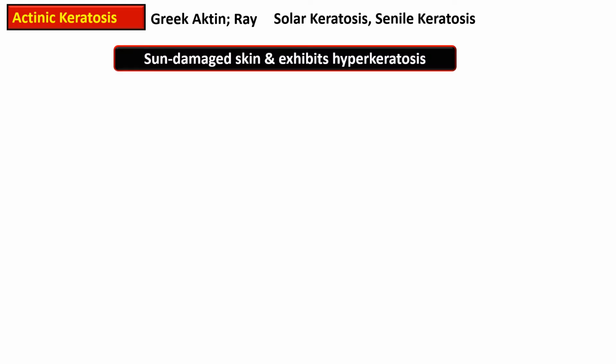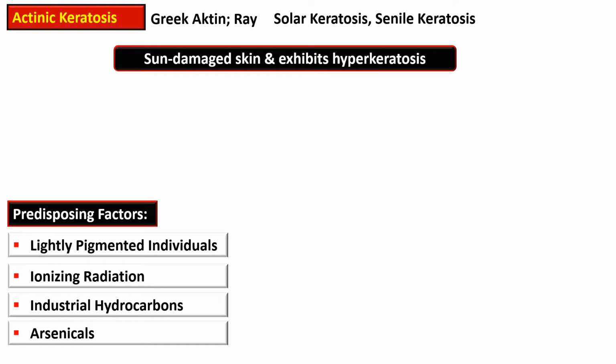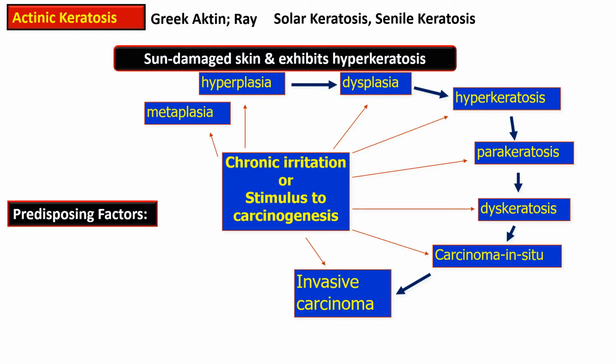There is sun damaged skin that is repeatedly damaged, and there is development of hyperkeratosis. The predisposing factors are lightly pigmented individuals, ionizing radiations, industrial hydrocarbons and arsenicals.